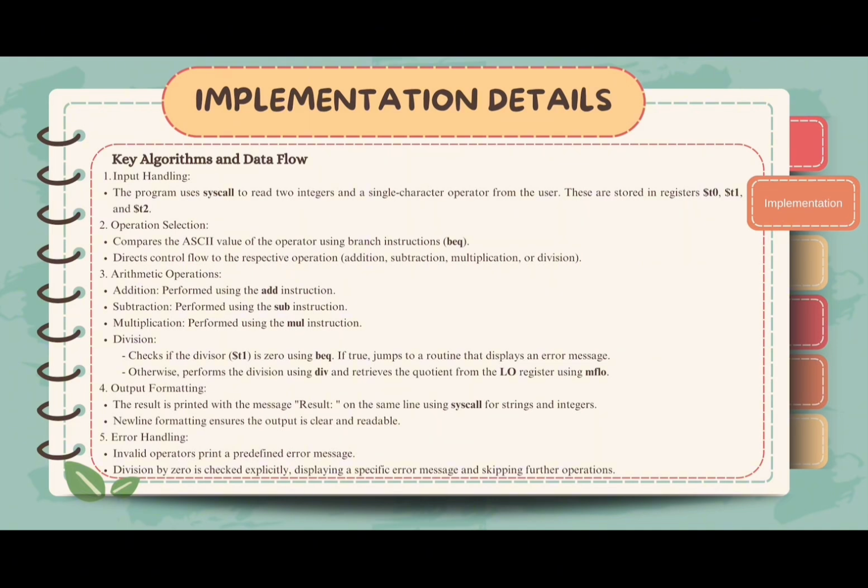Fourthly, output formatting. The result is printed with the message result on the same line using syscall for strings and integers. New line formatting ensures the output is clear and readable. Lastly, error handling. Invalid operators print a predefined error message. Then, division by zero is checked explicitly, displaying a specific error message and skipping further operations.